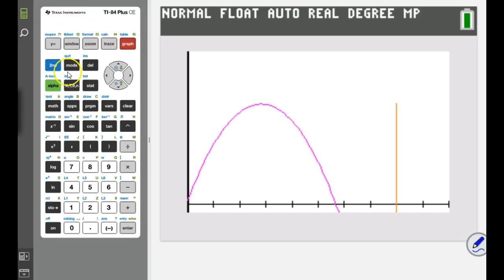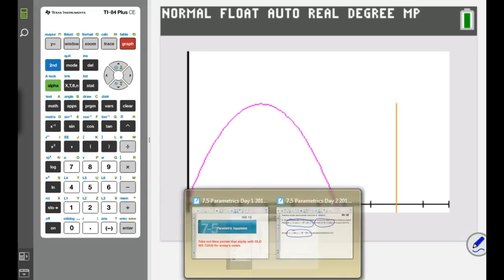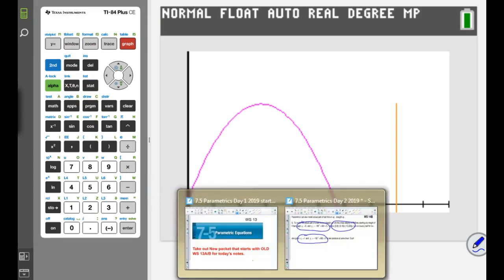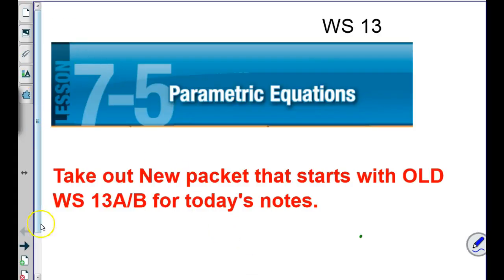I want you to go back to yesterday's worksheet. Did anybody have trouble with it on their calculator? Need my help? It's not going to be a quiz question. This is going to be a quiz question. 13B.